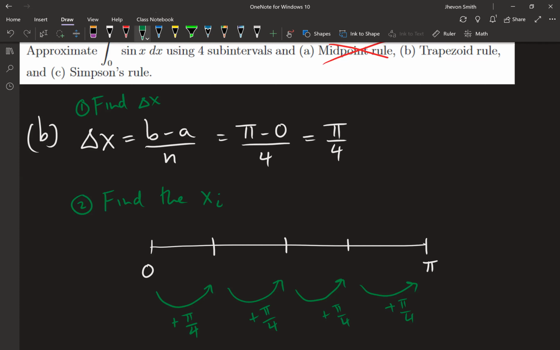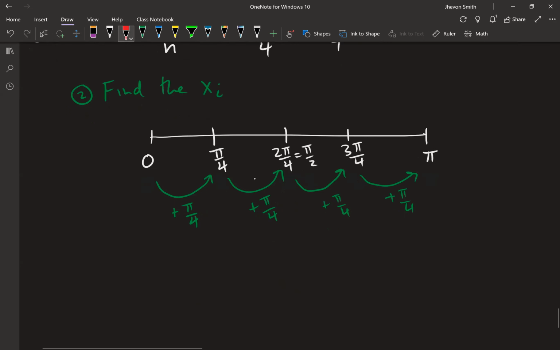So 0, add pi over 4, I get pi over 4. Add pi over 4 again, I get 2 pi over 4, or pi over 2. Add pi over 4 again, I get 3 pi over 4. Add pi over 4 again, I now get pi. So these are my guys. So this here, that's my x0. This here is my x1. This here is my x2. This here is my x3. And this here is my x4.